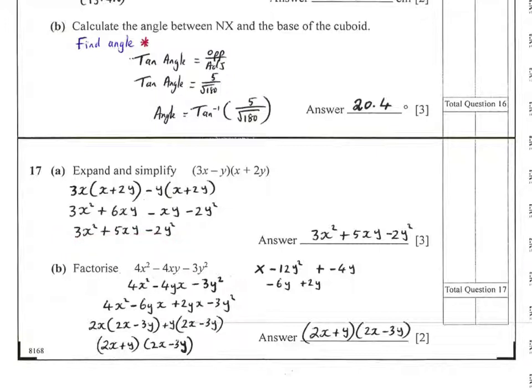To factorize this, probably best we rearrange this. 4x squared minus 4yx minus 3y squared. We are looking for two numbers that multiply to give minus 12y squared, but add together to give minus 4y. So minus 6 and plus 2, so minus 6y plus 2y is how we split up the middle term. Factorize the first two parts, factorize the last two parts, hopefully the brackets are the same. We end up with 2x plus y times 2x minus 3y.